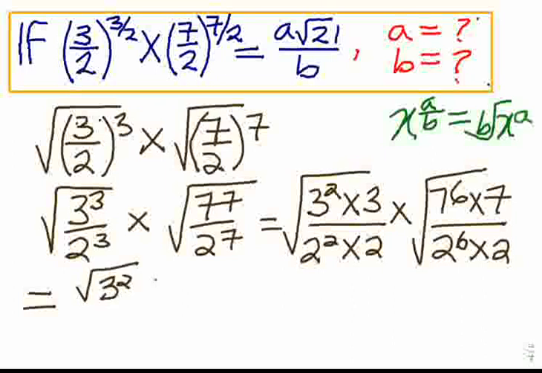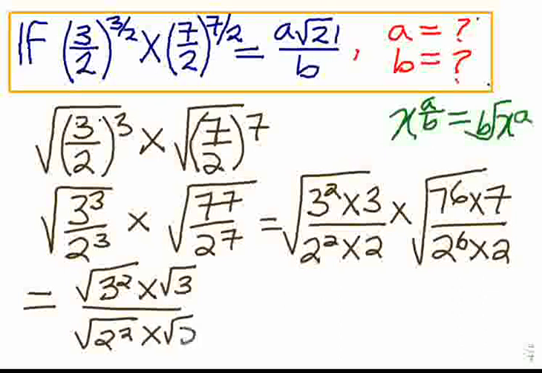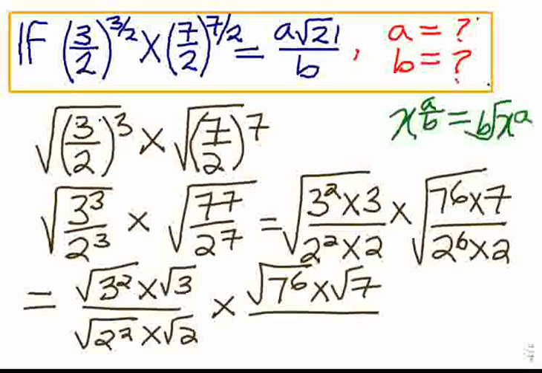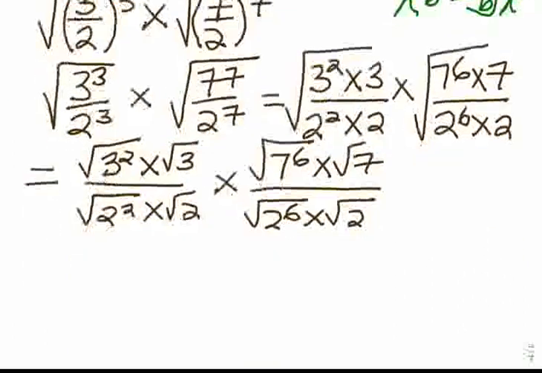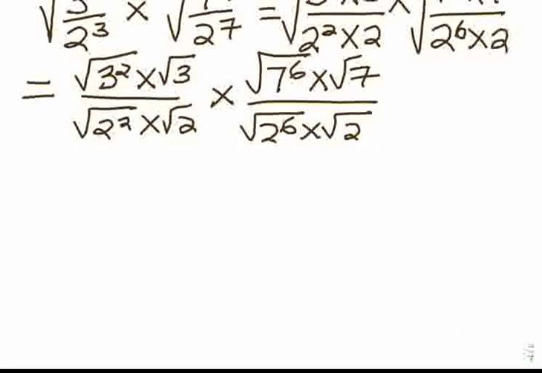Now for this side, we are going to split each of them again into square root of 3 raised to power 2 multiplied by square root of 3. For the denominator, square root of 2 raised to power 2 multiplied by square root of 2. For this side, I'm going to split that as square root of 7 raised to power 6 multiplied by square root of 7 over square root of 2 raised to power 6 multiplied by square root of 2. So now we can easily find their square root.